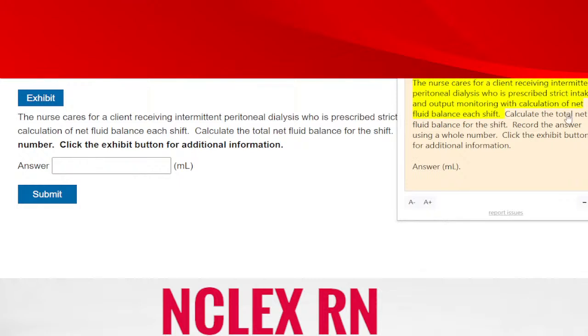Exhibit. The nurse cares for a client receiving intermittent peritoneal dialysis who is prescribed strict intake and output monitoring with calculation of net fluid balance each shift. Calculate the total net fluid balance for the shift. Record the answer using a whole number. Click the Exhibit button for additional information. Answer: mL.